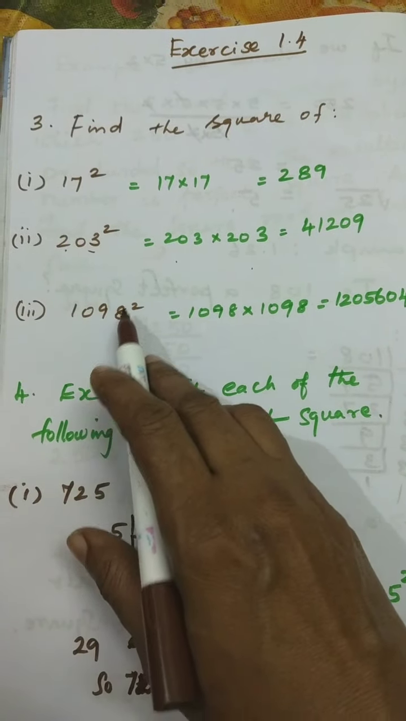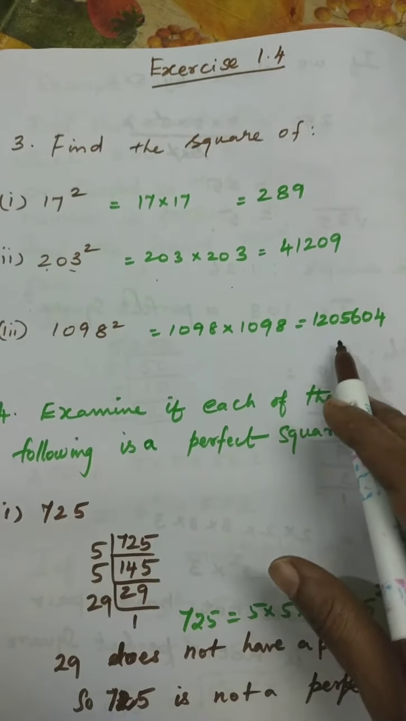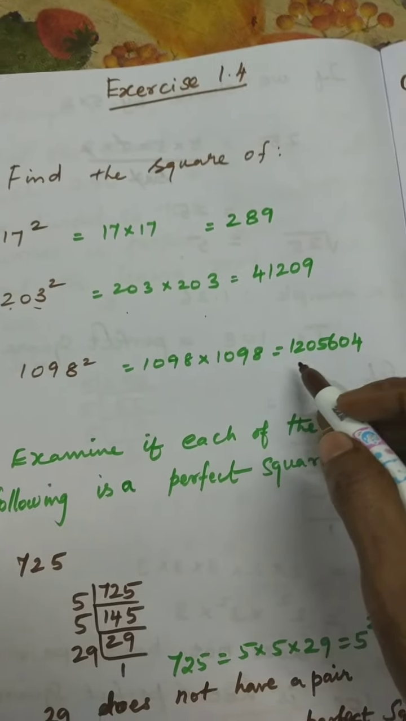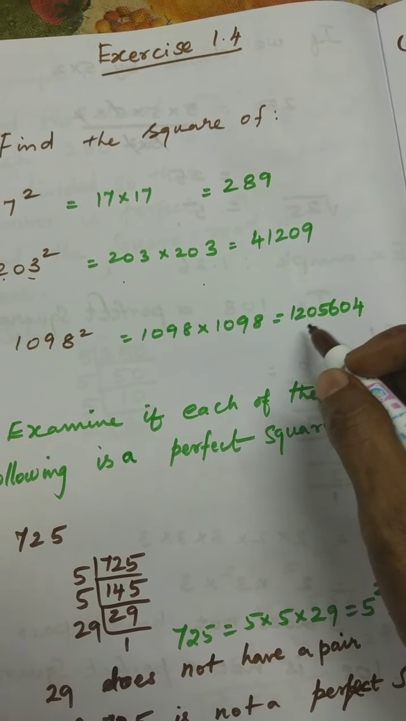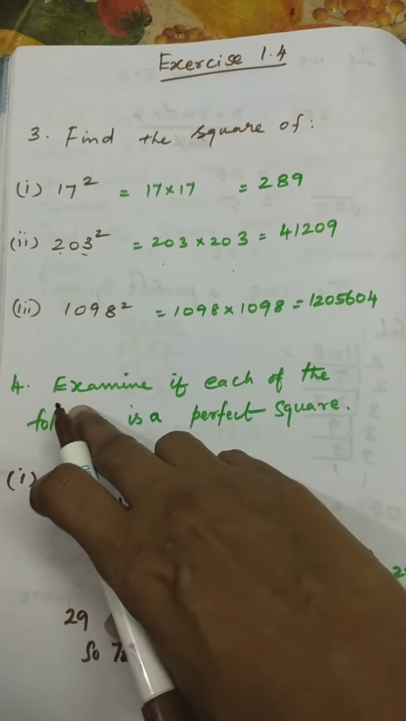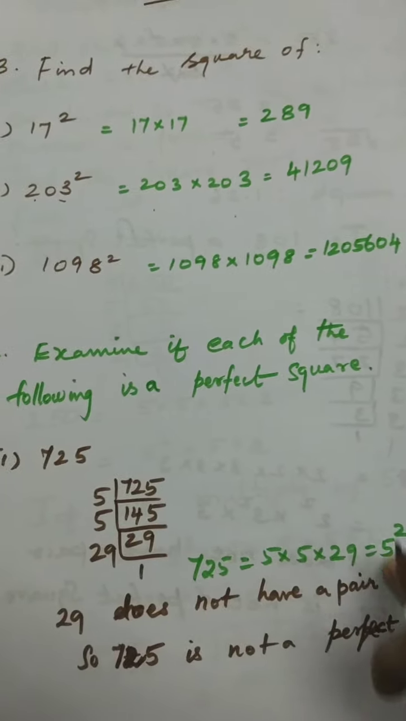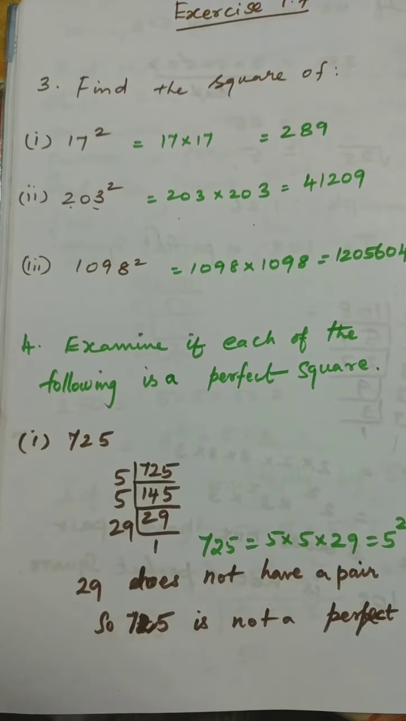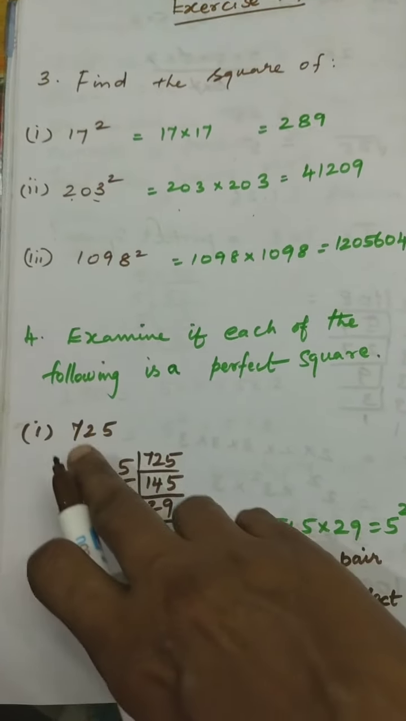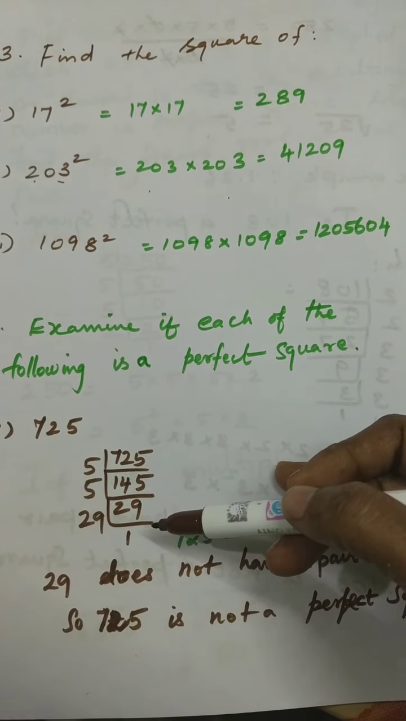Then 1098 square is equal to 1098 into 1098, which is equal to 12,05,604. Okay, now examine if each of the following is a perfect square. You have to say whether these numbers are perfect squares or not. Okay, first one, 725. You have to do it by the prime factorization method.